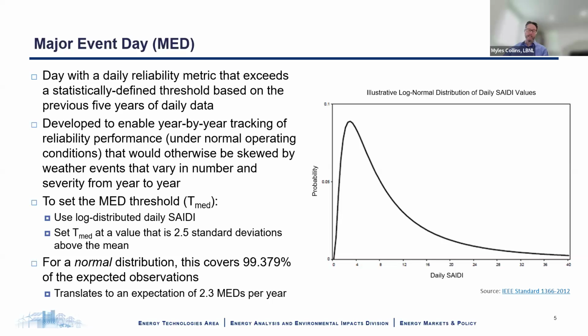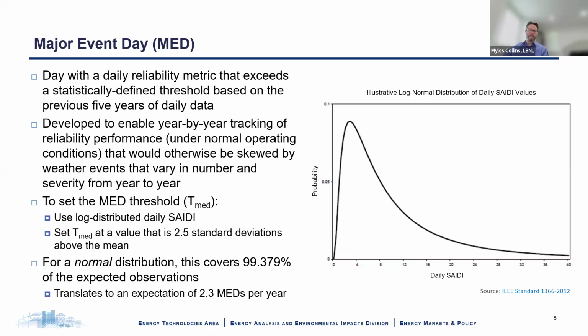So you say, why do we say 2.5 standard deviations? It was based on consensus reached among IEEE distribution reliability working group members on the appropriate number of days that should be classified as MEDs. So there's judgment involved in setting that threshold.